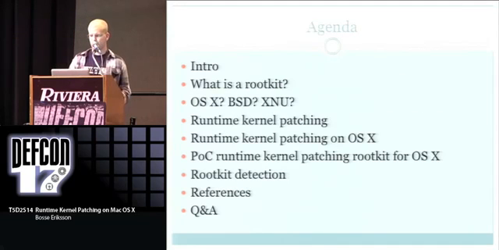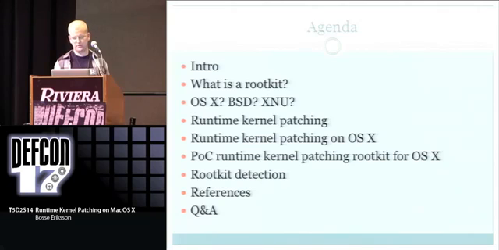We only have 20 minutes, so I'm going to speed this up, but the basic talk is going to look like this. A short intro about rootkits, OS X, BSD and the XNU kernel, runtime kernel patching in general, and what makes runtime kernel patching specific to OS X. I'm going to demonstrate a proof of concept rootkit for OS X, also some basic detection techniques for this, and we'll take questions if we have time. So I'm going to start off.